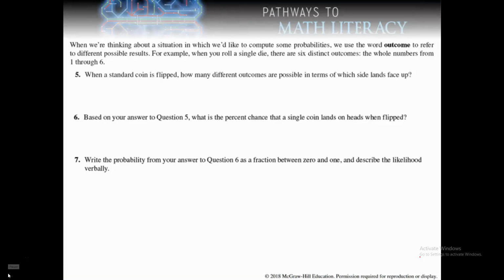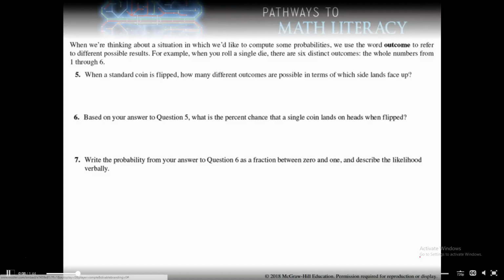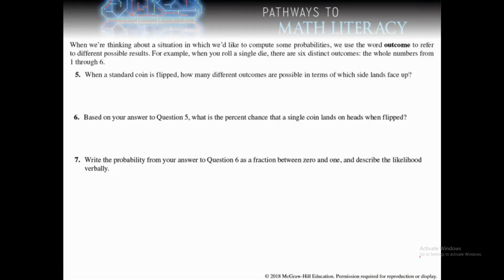In 5, when a standard coin is flipped, how many different outcomes are possible in terms of which side lands face up? Well, there are two sides that could land face up, heads and tails. Those are the outcomes. So in 6 then, what is the percent chance that a coin lands on heads? Well, since there are two possibilities, that's a 50-50 chance of getting heads, so 50%. In 7, write the probability as a fraction. So probabilities as fractions would be just converting 50% to a fraction, which is one chance out of two possibilities.